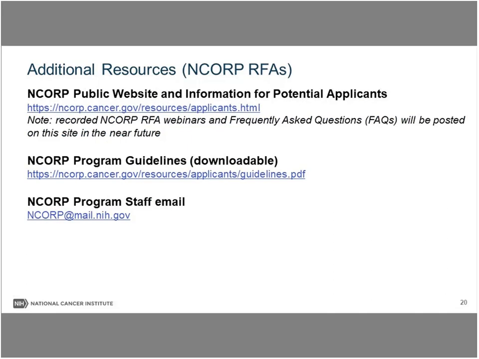I also want to call your attention to the program guidelines, which is the second link. This is a roughly 100-page document that contains extensive information about NCORP activities and processes. I think it will be useful for all applicants, perhaps particularly useful if you are a new applicant. And finally, we have provided a staff email box. We are monitoring this on an ongoing basis and responding to questions as promptly as possible.